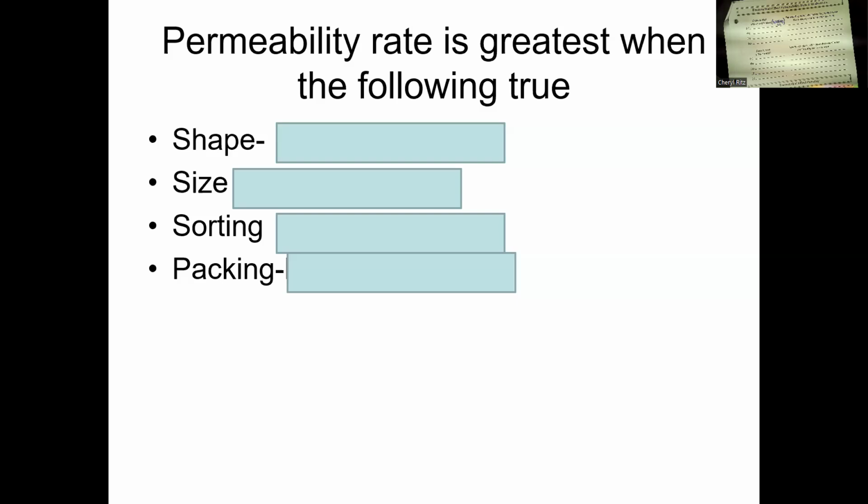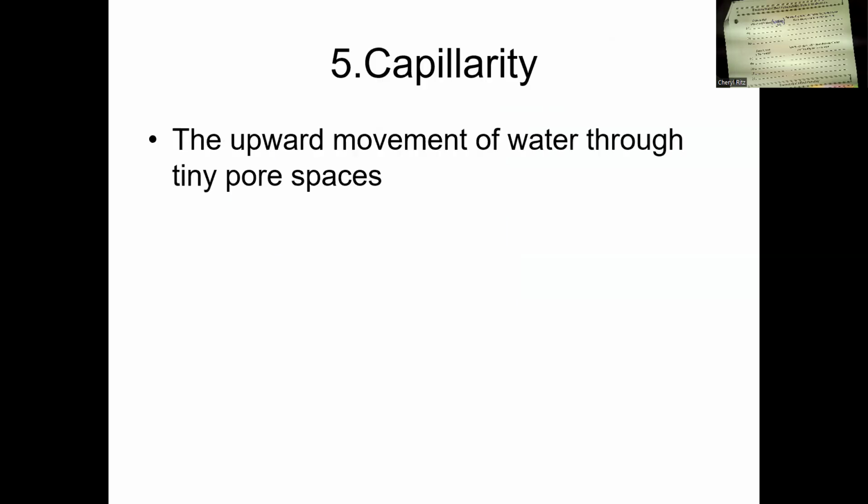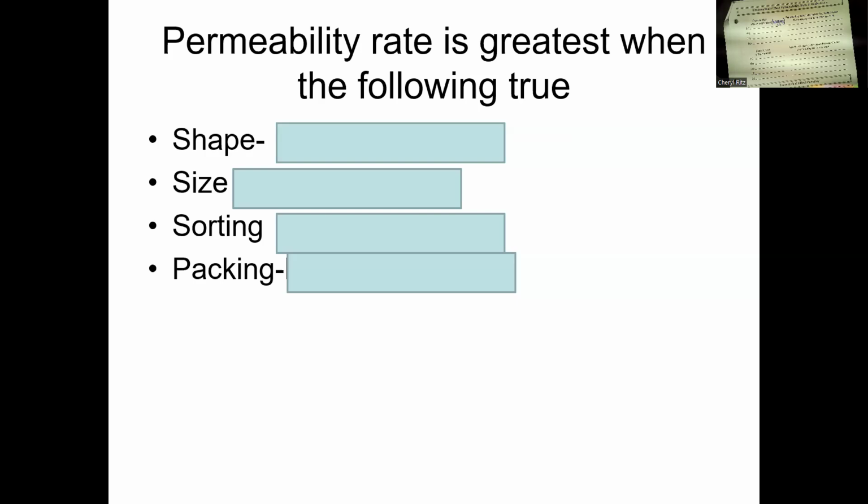All right, permeability. These are the 4 factors we're going to start with. A is going to be shape. B is going to be size. C is going to be sorting. And D is going to be packing.